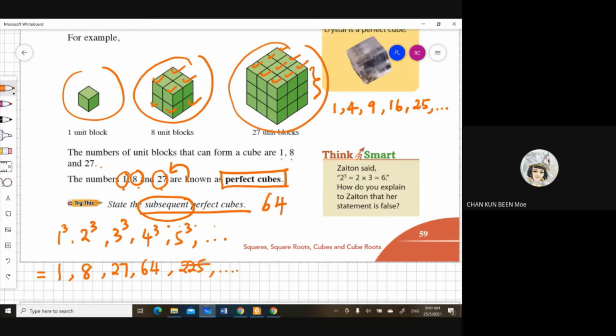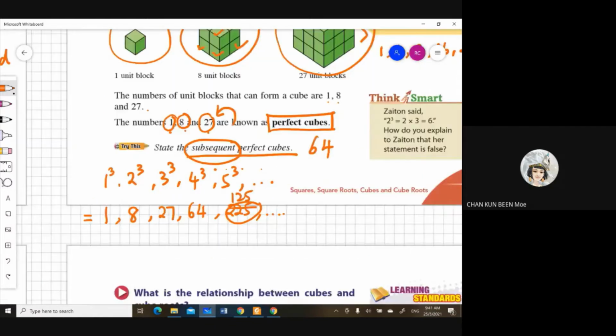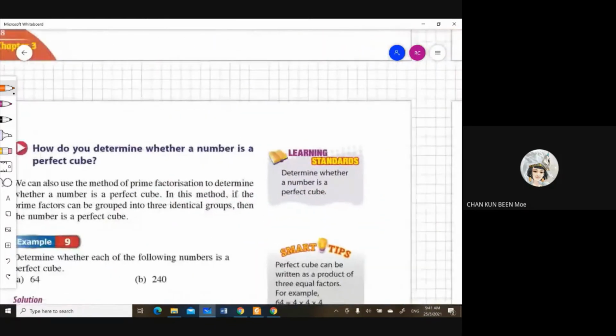Absorb the 125, not 225. Okay, so wait, hold on, 225, correct? I made mistake over here. 225. 225, this one is correct. So I want to continue over here. I'm going to write down in front.